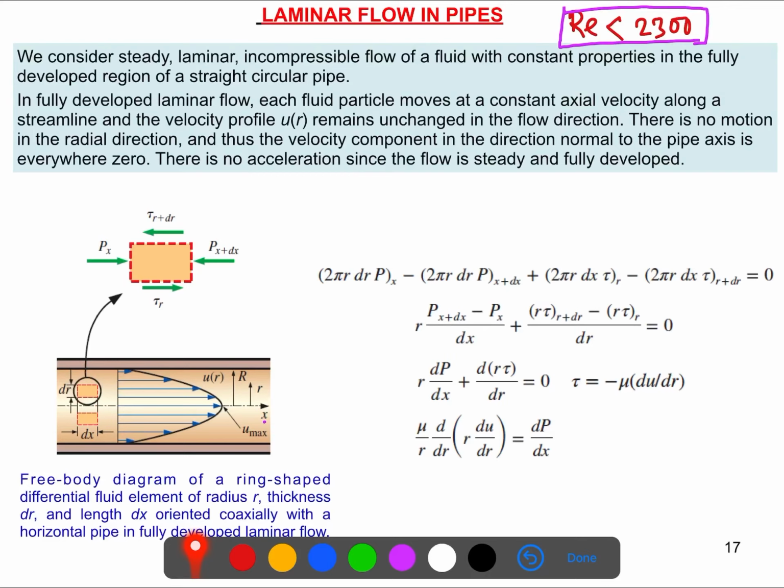So what is happening here? Look at this schematic. This is the pipe cross section. This is the pipe wall. The flow is going this way. This is the velocity profile. This is the center line, where the velocity is maximum. You see, this is the maximum velocity at this point. This is the radius constant R, and this radius r is the variable. Actually, it's changing with this streamline.